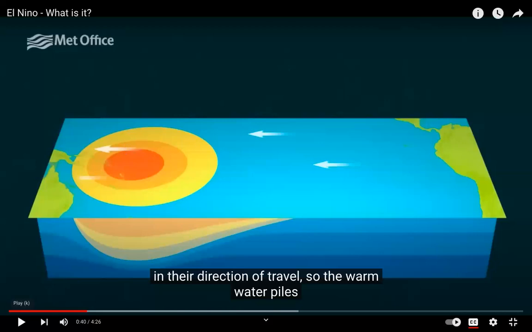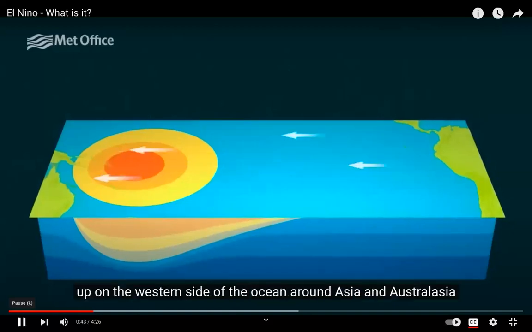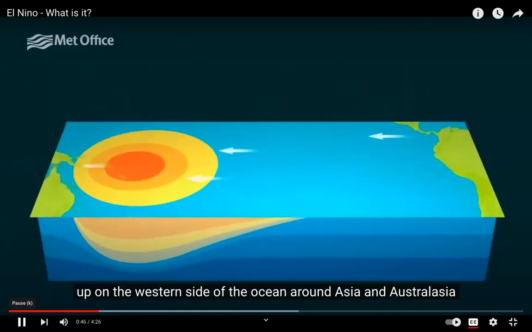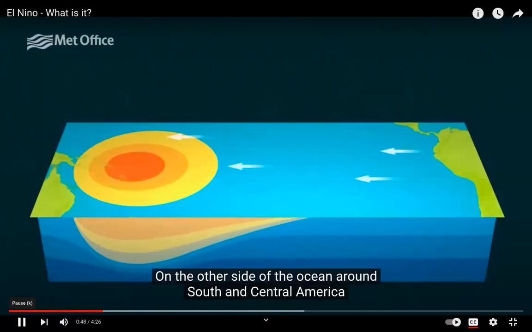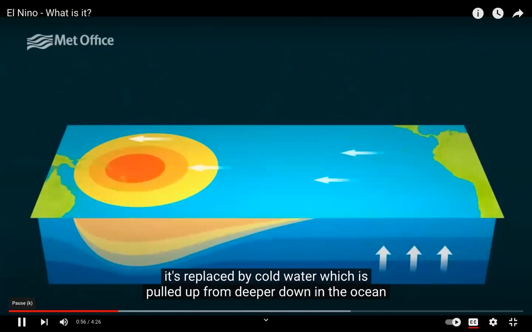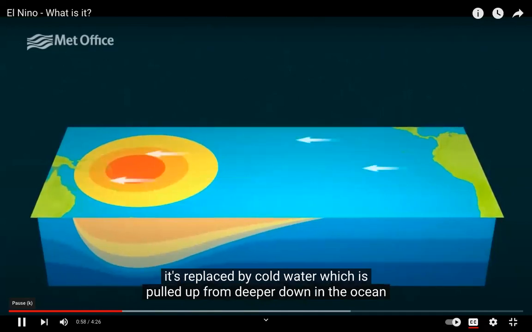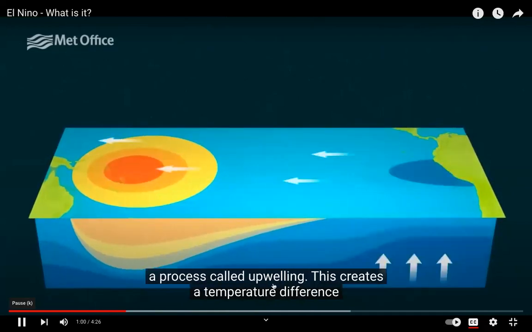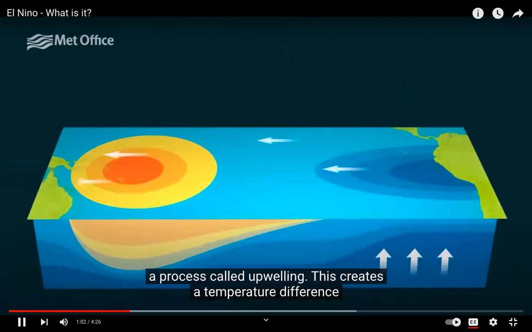Okay. A direction of travel. So the warm water piles up on the western side of the ocean around Asia and Australasia. On the other side of the ocean, around South and Central America, as the warmer water gets pushed away from the coast, it's replaced by cold water, which is pulled up from deeper down in the ocean, a process called upwelling.